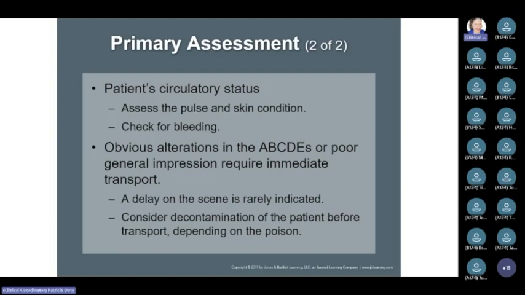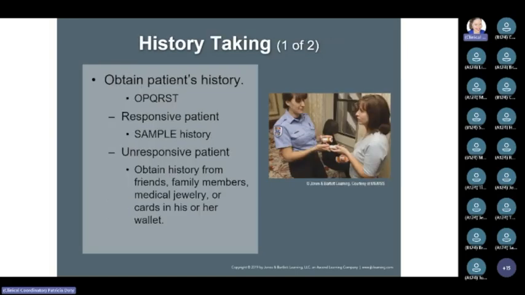Okay. Consider deconning your patient if necessary before transport, depending on what that poison is. And I can go ahead and tell you that you're not going to get that patient on a helicopter without them being decontaminated fully.